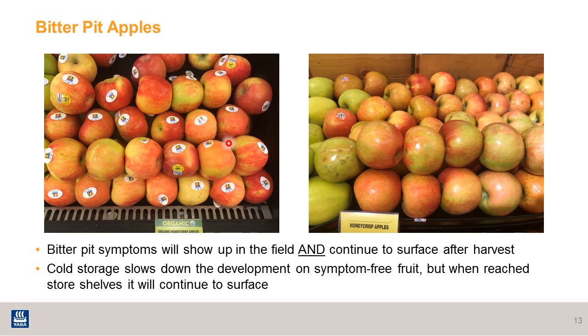As you can see here, these are pictures I took from the store. You can see the bitter pit here, bitter pit here, bitter pit here, here, here. Even though this fruit were picked when they had no bitter pit, those bitter pit will continue to manifest on the surface of the fruit. So it is very important that you do all you can to make sure that the fruit has the right amount of calcium so this doesn't happen on the store shelves.